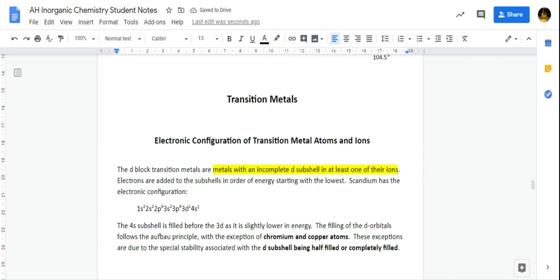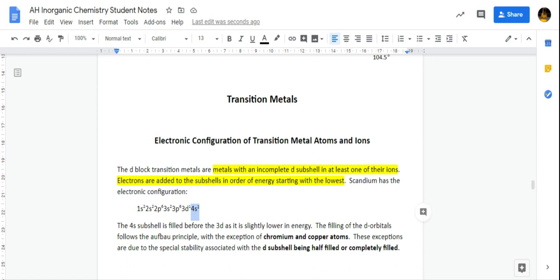Just like with the other electron configurations we've done with the other elements, you add electrons in order of energy. You start with the lowest energy. So the first transition metal is scandium, and it has the electron configuration 1s2, 2s2, 2p6, 3s2, 3p6, 3d1, 4s2. Okay, notice that there are 2 electrons in the 4s subshell because it has a lower energy than the 3d subshell.